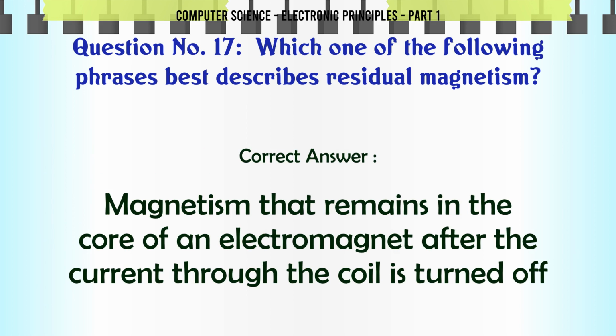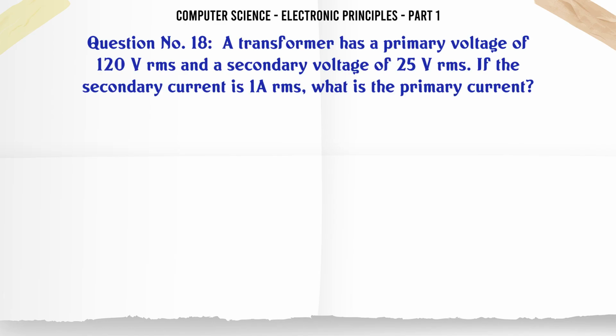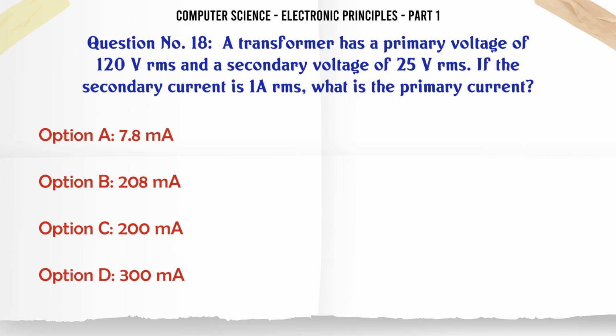A transformer has a primary voltage of 120 Vrms and a secondary voltage of 25 Vrms. If the secondary current is 1 A rms, what is the primary current? A.